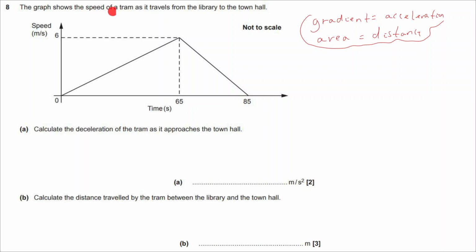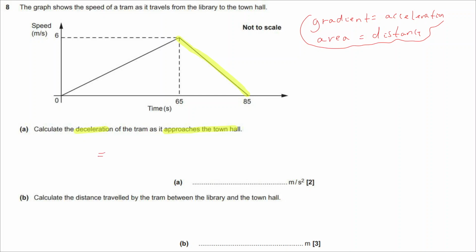The graph shows the speed of a tram as it travels from the library to the town hall. Calculate the deceleration, there you go, straight away, of the tram as it approaches the town hall. So that must be this part here, because deceleration is negative acceleration, and this is a negative gradient. So we're looking at this part here for deceleration. That's deceleration, that's acceleration.